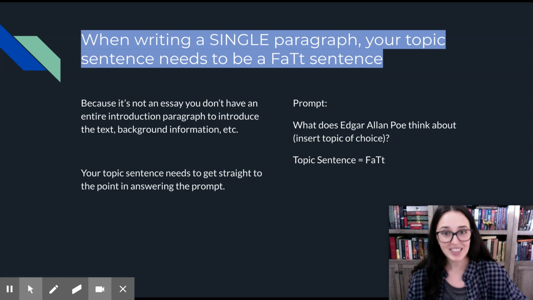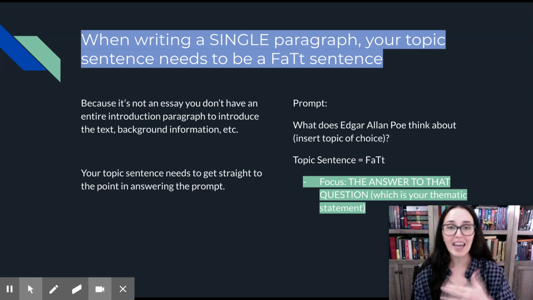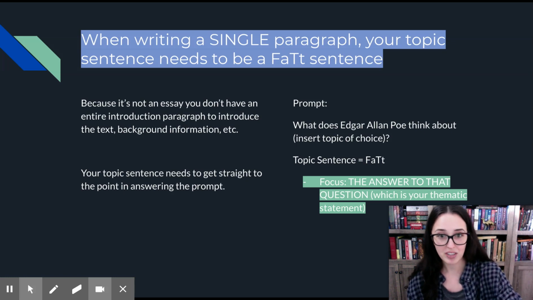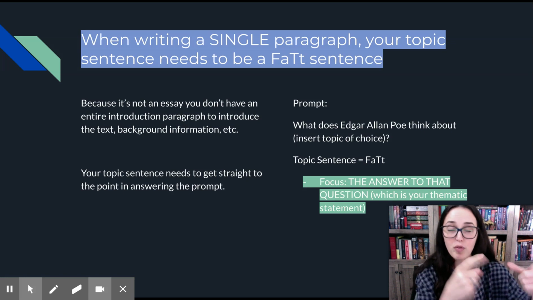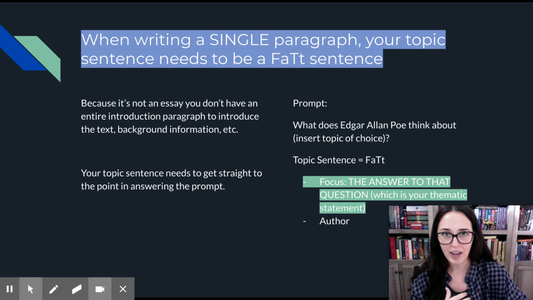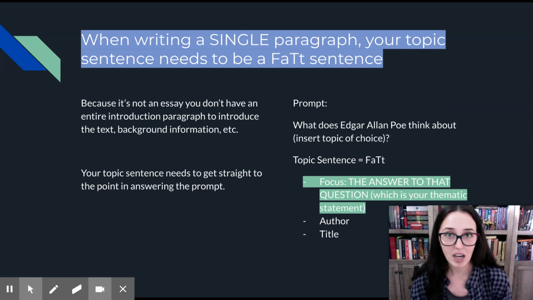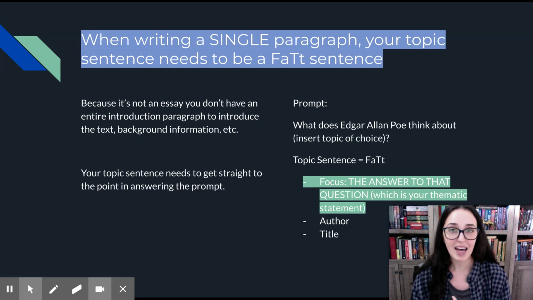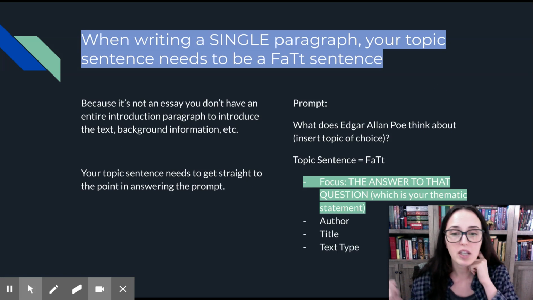Your topic sentence in the FAT statement is going to include the focus, which is the answer to that prompt question. So again, what is your thematic statement? That is what becomes your focus. Then you're going to still have the author, like any normal FAT sentence, which is Edgar Allan Poe, the title, "The Cask of Amontillado," in quotation marks, not italics. Italics are used when it's a novel, but because this is a short story, your title is in quotations. And then the text type, it's a short story.